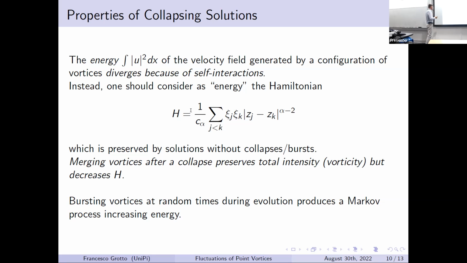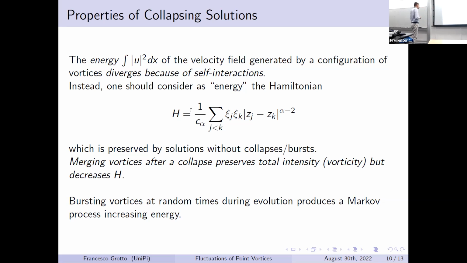All right, so back to our splitting and births. Looking at the Hamiltonian function, if you merge vortices after a collapse, you are preserving the total intensity, the total vorticity, in the dynamics, but this energy, the Hamiltonian, is decreasing. So this tells you that you are able to produce this kind of weak, measure valued solutions of the PDE, in which you decrease energy.